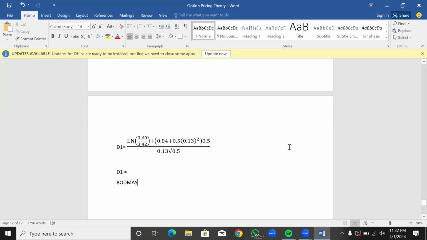D1 is equal to 0.82. Please, when you're doing options, always give about four decimals. 0.8217. Anything he says is correct until anybody proves otherwise. We are taking it.